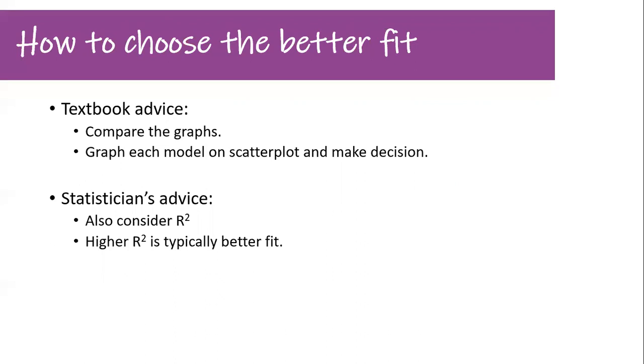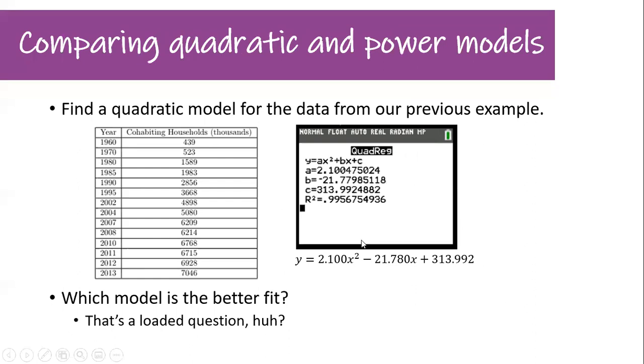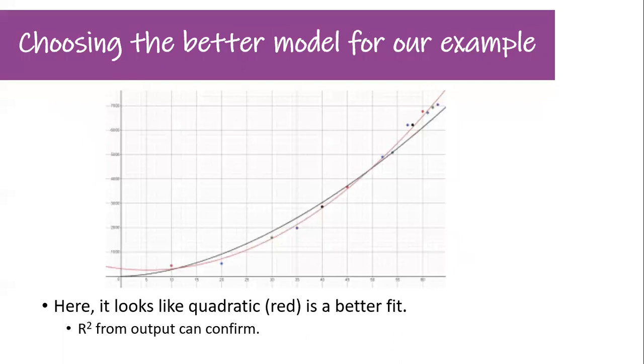R-squared is output automatically by our calculators as long as your diagnostics are on, which they should be. That's how you found that correlation coefficient in chapter 2. So remember right here in our output, it does it for power reg too. This R-squared value is an important measure of model fit. I'm not going to get into the specifics of what it means statistically, but it's between 0 and 1, and closer to 1 is better. So 0.995 is really good. It's very close to 1. So that's a pretty good fit. Let's look at our example.